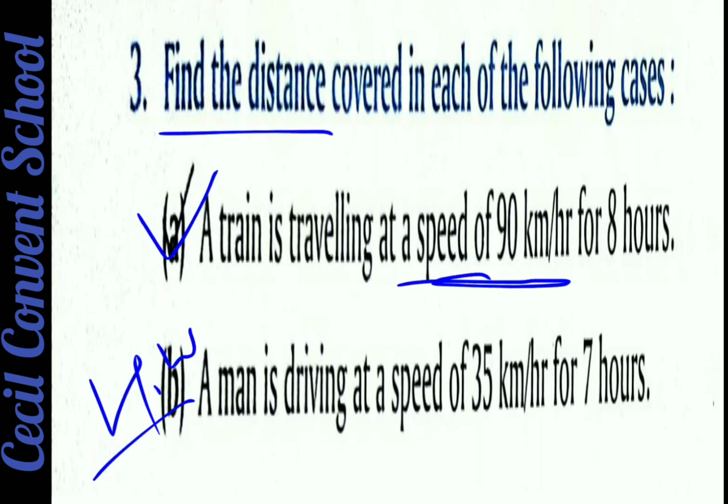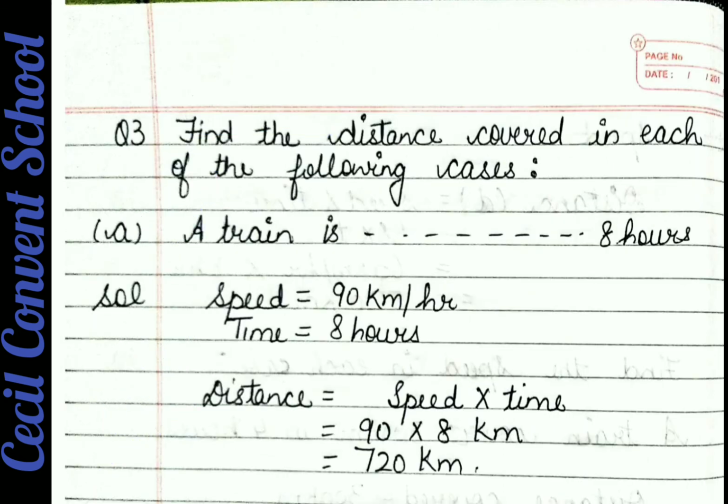Clear? So let's start with question number 3, A part. Question number 3A part is, speed of a train is given 90 km per hour. Time is 8 hours. So what will be the distance? Distance is equal to speed into time. So 90 when you multiply by 8, the answer comes 720 km. Because the word kilometer is there, definitely the unit of distance will be kilometer. Clear? Similarly, you do B part.